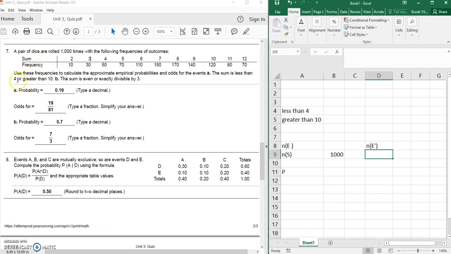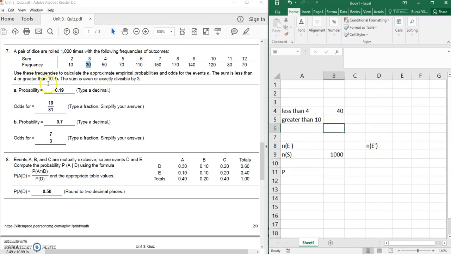So in this question, number 7, in part A we're being asked the probability that the sum is less than 4 or greater than 10. So look at this distribution table. The sum is here. Less than 4 is only when the sum is 2 or 3. So it's only how many times? 10 and 30. So less than 4 would be 10 plus 30, which is 40.